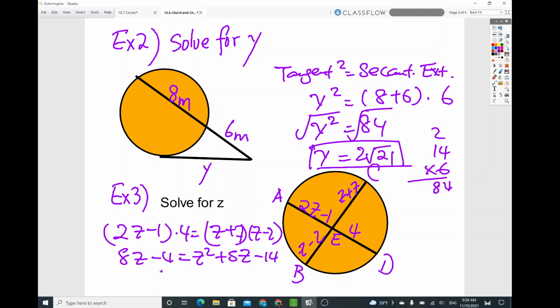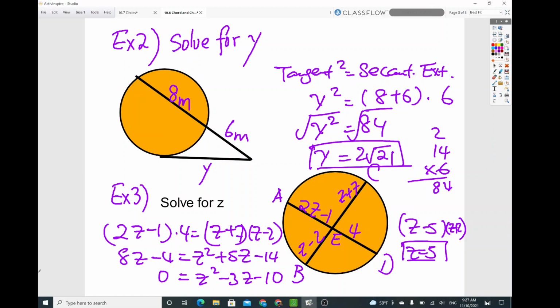Bring everything together: 0 equals z squared plus 5z minus 8z, which is negative 3z, and negative 14 plus 4, which is negative 10. Is this factorable? It should be: z minus 5 times z plus 2, so z equals 5. Can z be negative 2? It cannot be negative because these are line segments, so z equals 5. z equals negative 2 would be the extraneous solution.